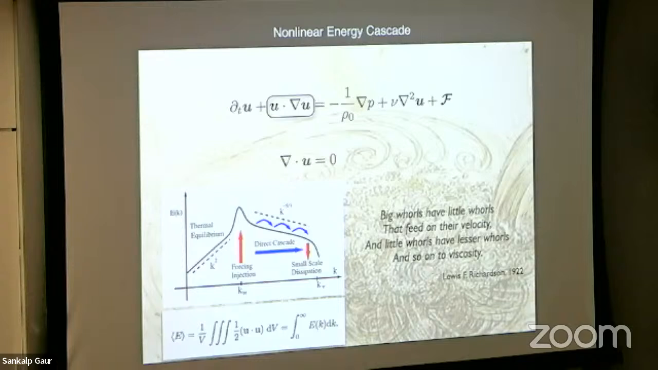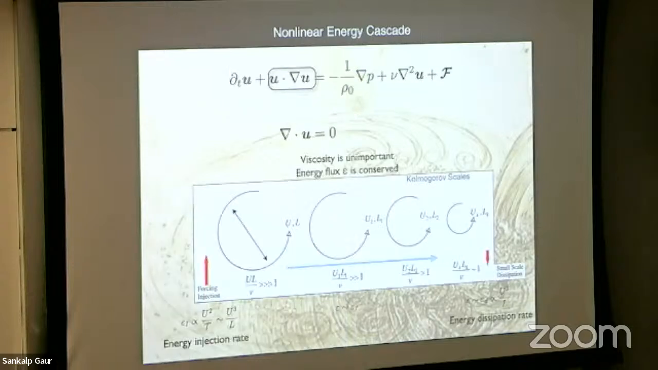So you have this picture, but we can actually do some dimensional analysis on it, with the energy cascading from the forcing scale down to the dissipation scales, invoking this picture of Richardson: big whirls, little whirls, and so on to viscosity.